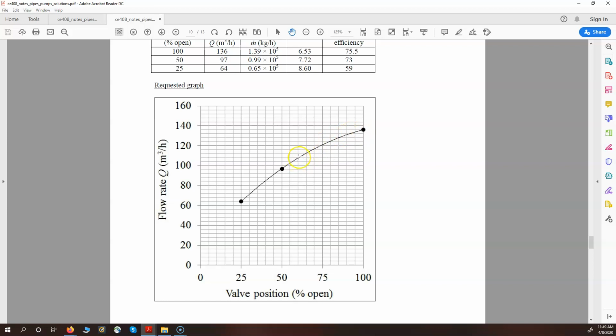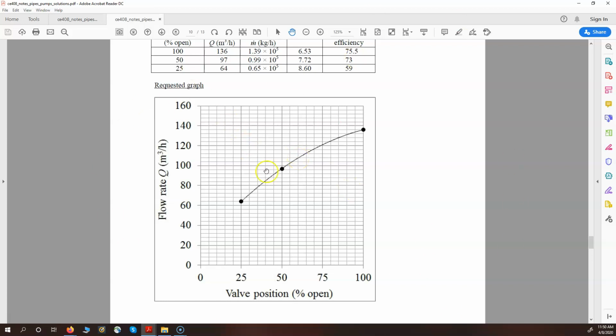So what is 108 divided by 136? That's actually about 80%. So that kind of justifies my generic statement that when you operate the valve at about the 60% open position, you're actually at about 80% of the maximum possible flow rate. And that's a good place to be because you can go up by about a quarter, 25% up or down in trying to control the flow.